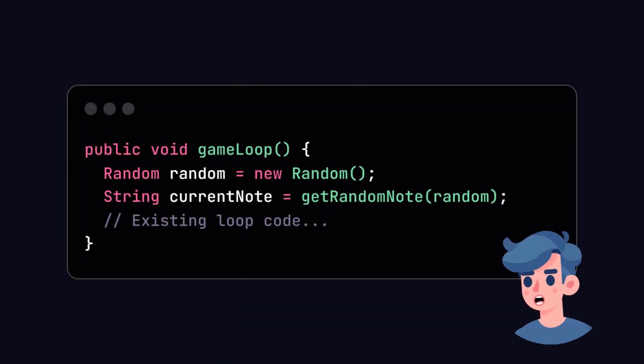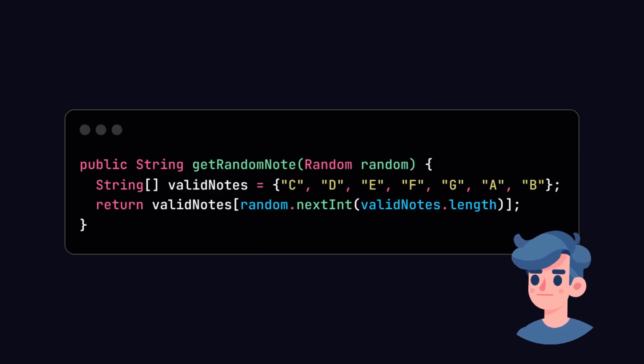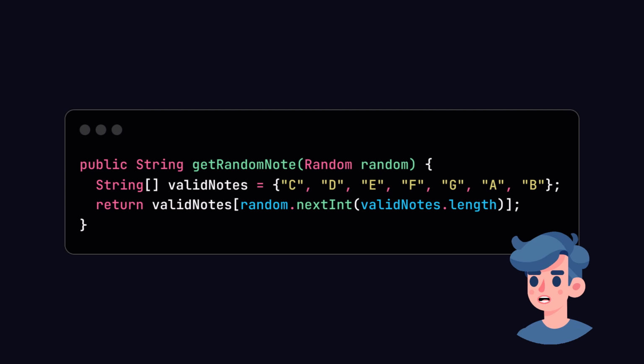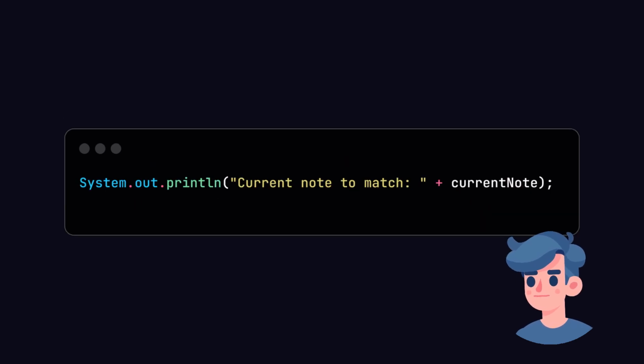Now let's make the game a little more challenging. We can introduce random note challenges. Each time the user plays a note, we can randomly select a note, and the user has to match that note to get points. Let's implement the method getRandomNote. This method will return a random note from the set of valid notes. With this setup, every time users play, they will be challenged to match a randomly selected note.